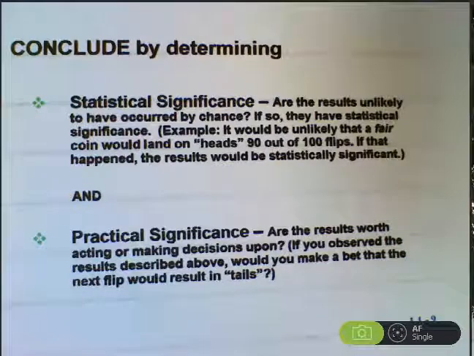And then practical significance asks the question, are the results worth acting upon or making decisions upon? If you were about to make this bet and you observe that 90 times out of 100, the coin landed on heads, would that be significant enough to affect whether you bet on heads or tails for flipping that coin? Sure, it would affect your decision. So that particular example has both statistical significance and practical significance. Let's look at some examples.